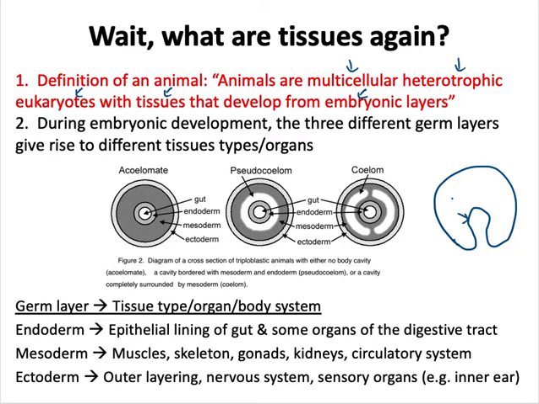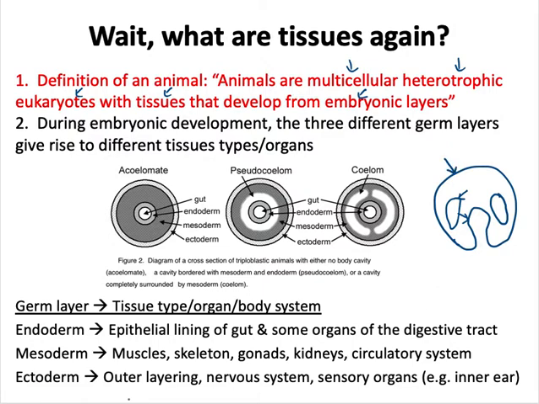The mesoderm tissue is the tissue that forms within the blastocoel area. So this would be the mesoderm tissue right here that lines body cavities if you're a coelomate. And mesoderm tissue will develop into some of the internal organs like the muscles, skeleton, reproductive organs, kidneys, heart, lungs, etc. And then we have the ectoderm, which is the outermost layer.